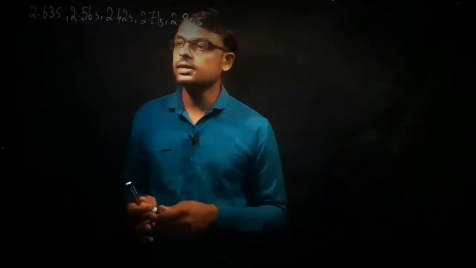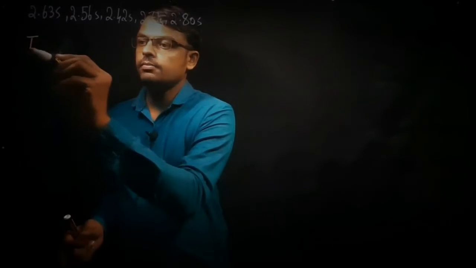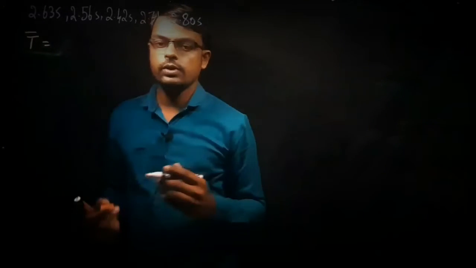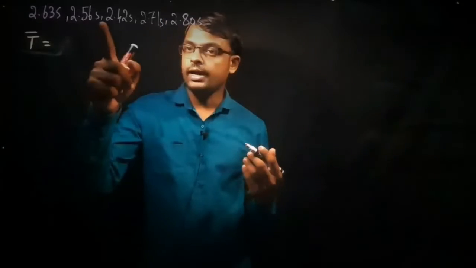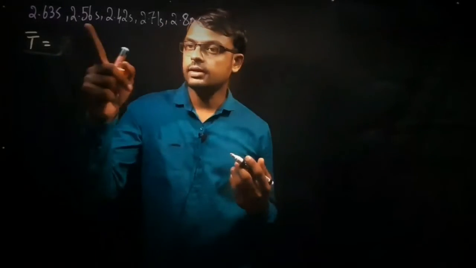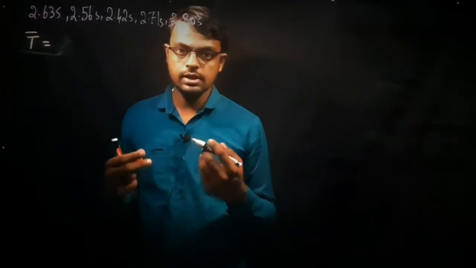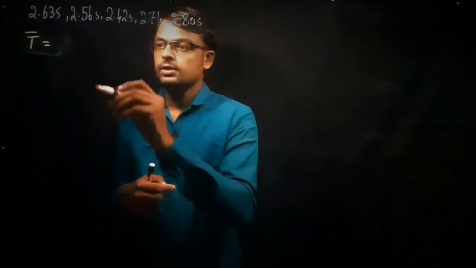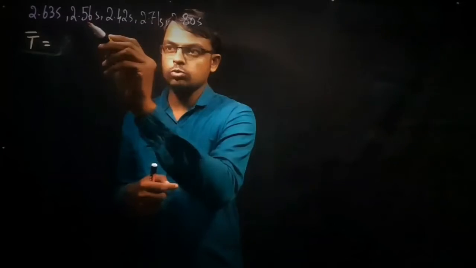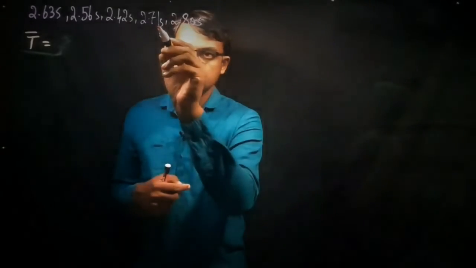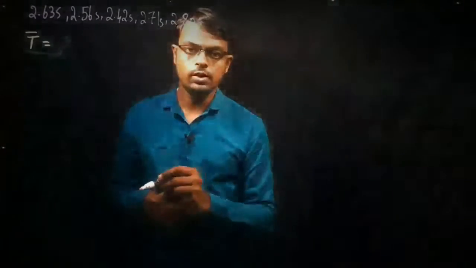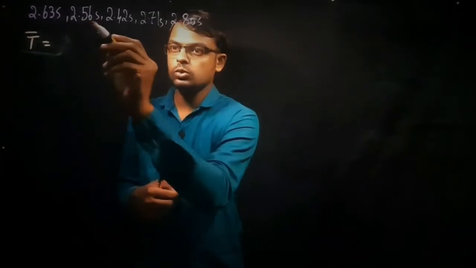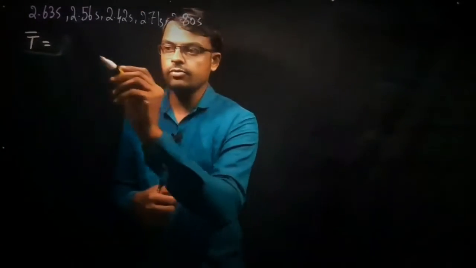So you can easily calculate the mean value. T bar is equal to, what do you have to calculate? The mean value. Add all the values and divide by the number of readings, right? That is the arithmetic mean of all the measurements. So 2.63 plus 2.56 plus 2.42 plus 2.71 plus 2.80 divided by how many? 1, 2, 3, 4, 5 readings, divided by 5.